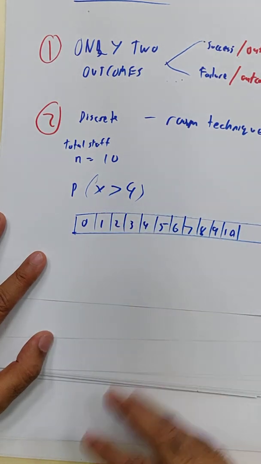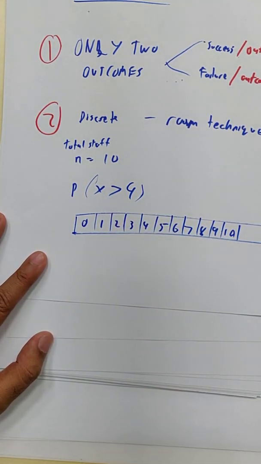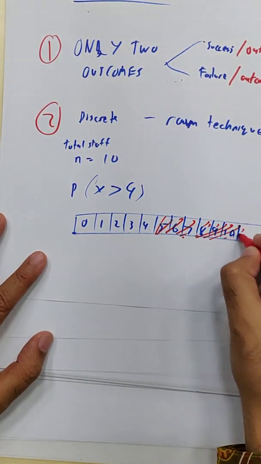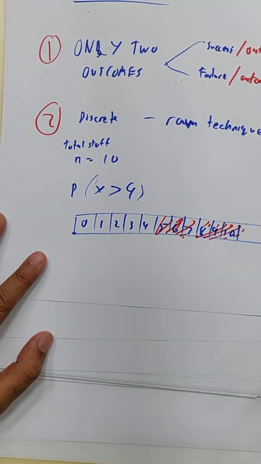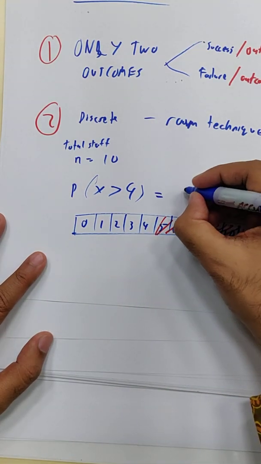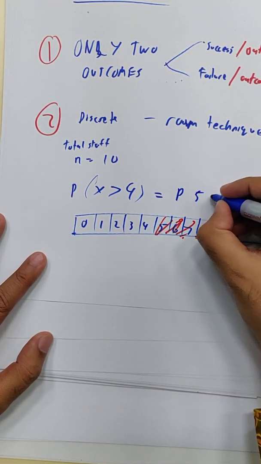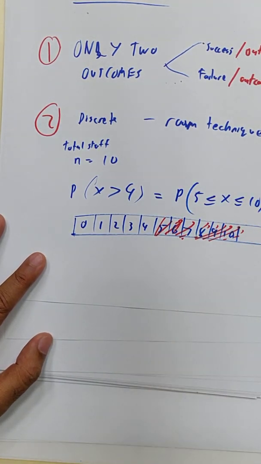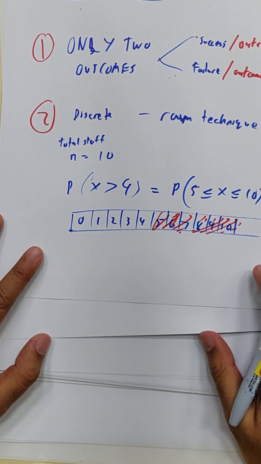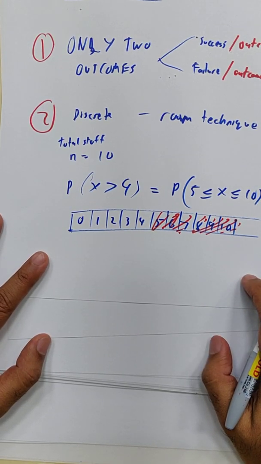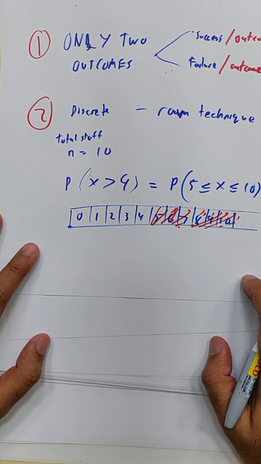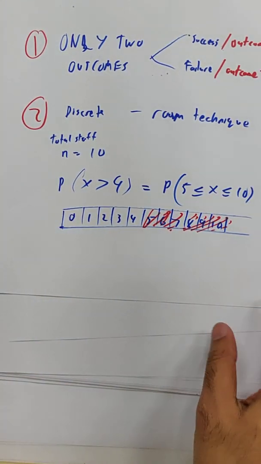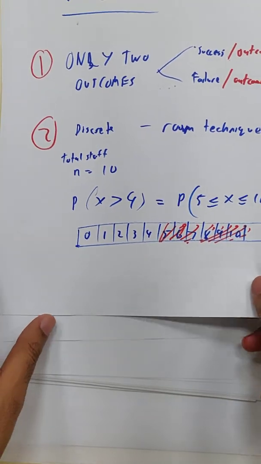More than 4. Does it mean including 4? Not including 4, so it starts from 5. So 5 until 10. So it means here P(5 ≤ X ≤ 10). Then only I can see things clearer. This room technique is going to save your life if things are getting more and more complicated. So I make a room for each one of them. Okay, so let's begin.